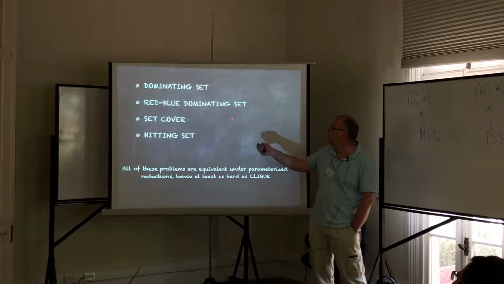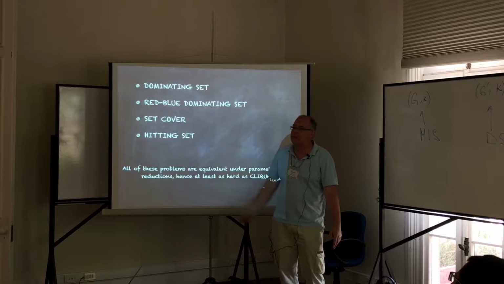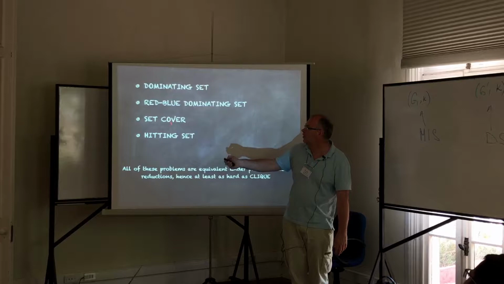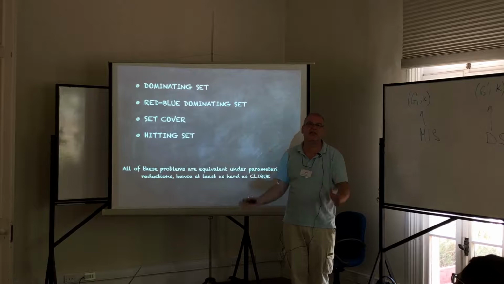Okay, red-blue dominating set: for example, I have a set of vertices of the graph colored in red and blue, and I'm asking if there are at most k red vertices which dominate all blue vertices. And then set cover: I have a set of elements, sets, and I'm asking for a set of size at most k which covers all elements, right? And you can see this as a variant of red-blue dominating set, and as far as you prove that set cover is W1-hard, or intractable, then the dual of set cover is hitting set, so hitting set is also intractable, right?